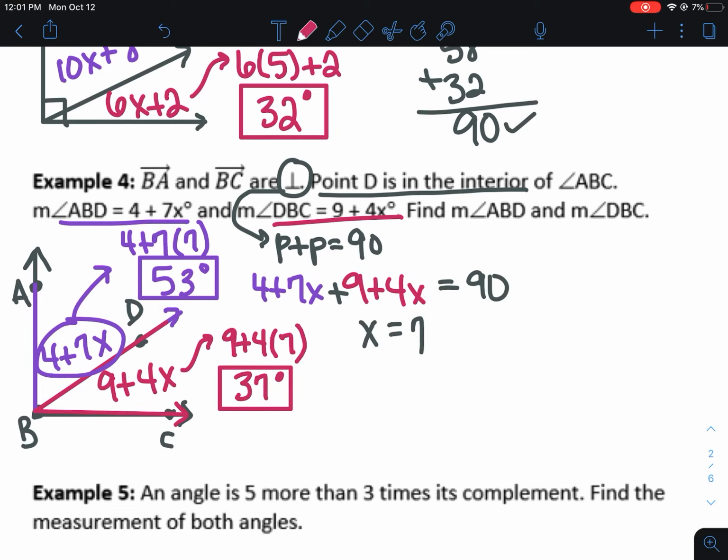And of course, you want to add those two together to make sure they equal 90. So try 53 plus 37. Does it equal 90? Yes. So we are good to go.